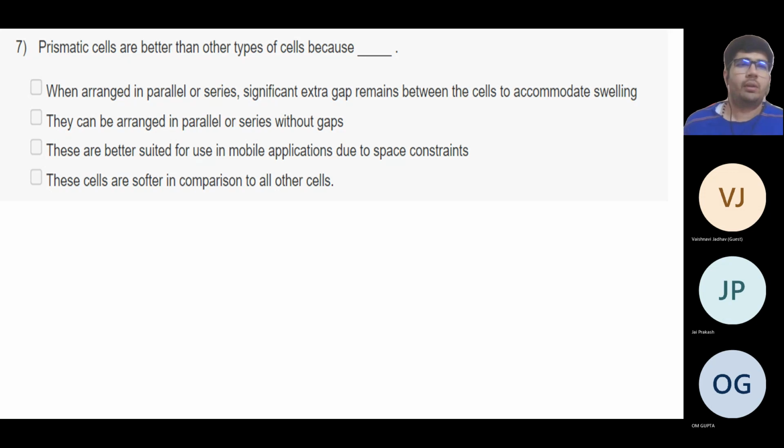Question number 7. Prismatic cells are better than other types of cells because option A, when arranged in parallel or series, significant extra gap remains between the cells to accommodate swelling. They can be arranged in parallels or series without gaps. They are better suited for use in mobile application due to space requirement. These cells are softer in comparison to all other cells. Take 2-3 minutes.